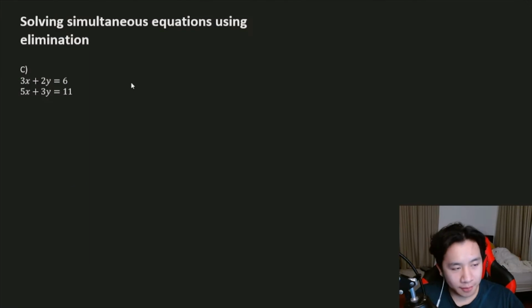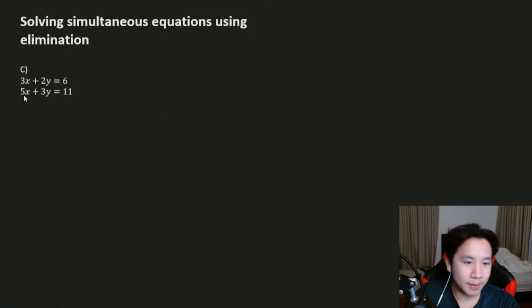All right, so this is our final case. So we have 3x plus 2y is equal to 6 and 5x plus 3y is equal to 11. Now, what you notice is that even if you multiply the top one by a number, it will never match any of the variables in the second one. Same thing with this one if you try multiplying it. Let's say, for example, you wanted to match this 2y with this 3y. It's not that simple.